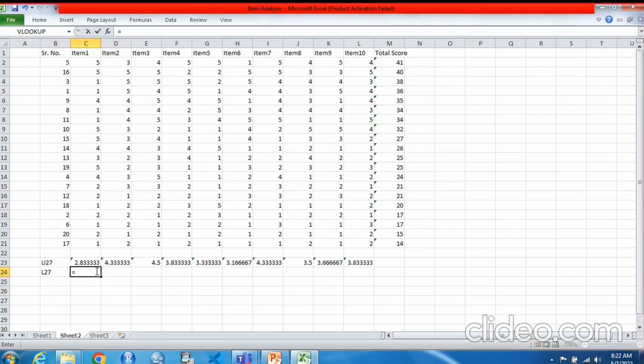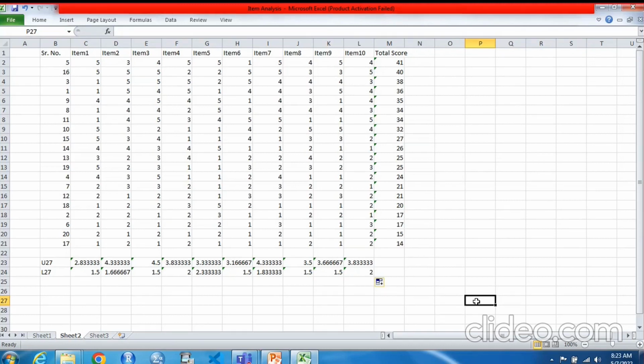I'll do the same sum. Take the bottom 27%. What is the average rating they gave item number 1? It is 1.2. I extend the same thing to all the questions. So what I got here is the average rating of the bottom 27% and top 27% against each of the questions.